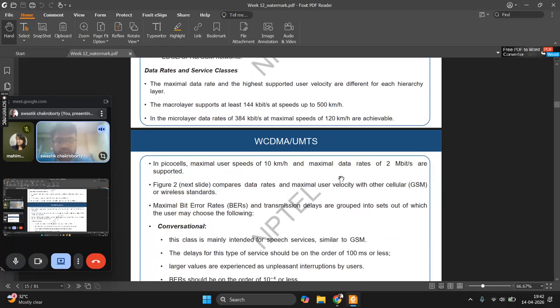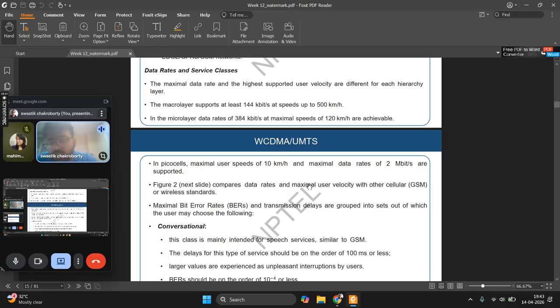Whereas picocells are deployed only at very high hotspot areas, where there is a lot of population. If you give the normal bandwidth there, it will be used up by only a few users and others will not get anything. So you have to have very high data rates there, as high as possible, because that will be divided among lots of users. That's why picocells had a maximal data rate of 2 Mbps.